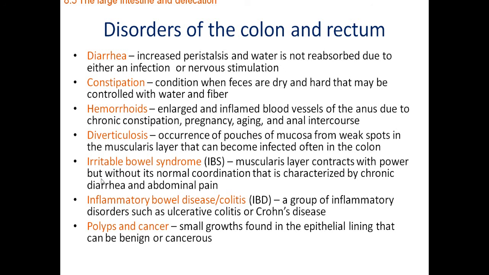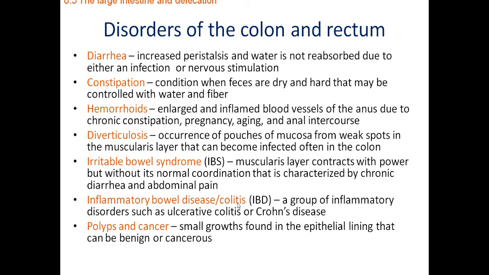Okay, IBS is irritable bowel syndrome. So they think it's caused by stress, but what happens is the muscularis layer contracts, kind of causes cramps. Okay, so it's not coordinated the way it's supposed to, and it causes abdominal pain and chronic diarrhea.